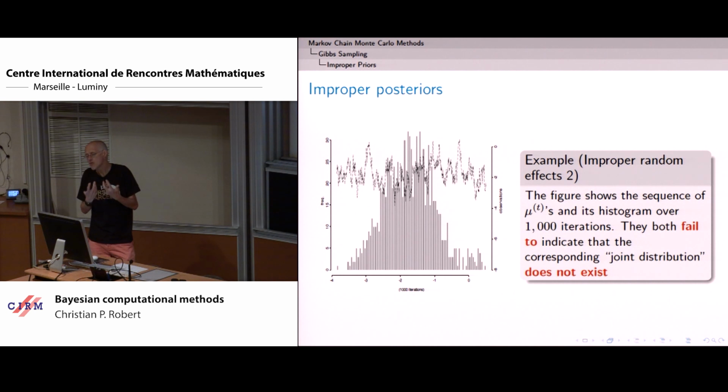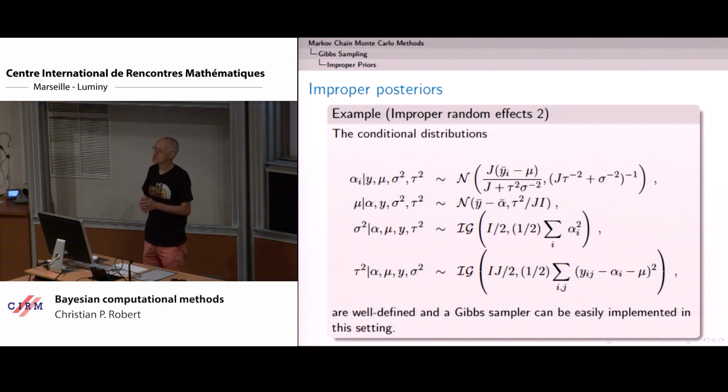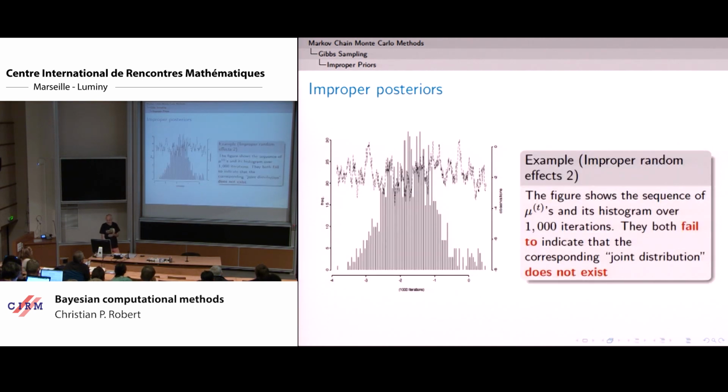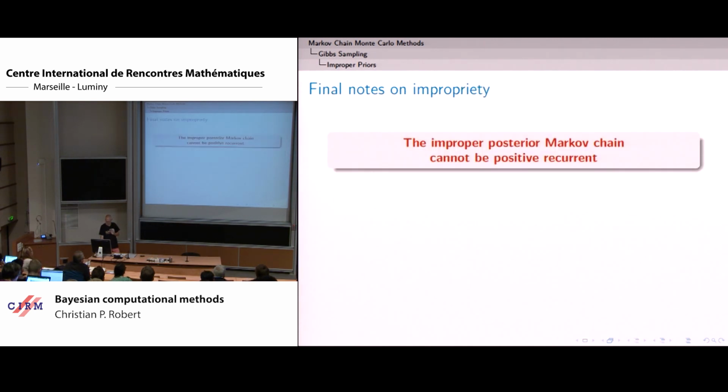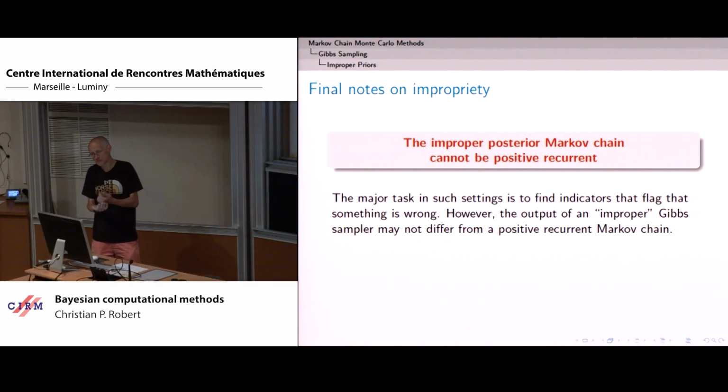So there is no way, when looking at the outcome, that you realize that this is not valid, because those full conditionals do not correspond to a correct joint. There is no joint distribution on the collection of alpha i's, mu, sigma square, and tau square. The Markov chain that has been simulated is either non-recurrent or transient. In that case, it cannot be positive recurrent, it cannot converge to a distribution. And that's a statistical issue. This outcome is not something that you can really trust for inference.